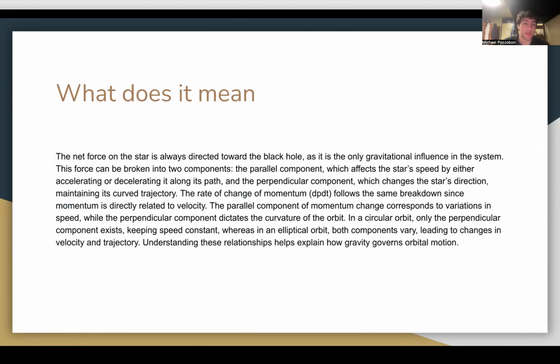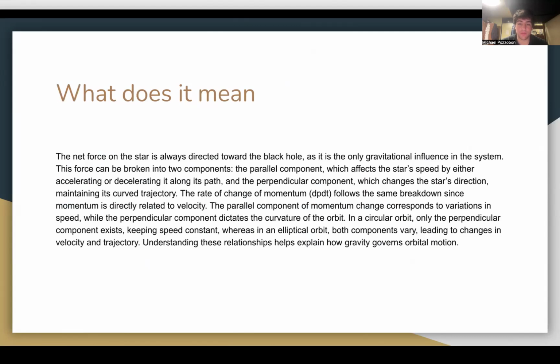So what does it mean? The net force on the star is always directed towards the black hole, as it is the only force acting on it, as I mentioned earlier. This force can be broken into two components, the parallel and perpendicular components. The parallel component affects the star's speed by accelerating or decelerating it along its path, and the perpendicular component changes the star's direction and maintains its curved trajectory.